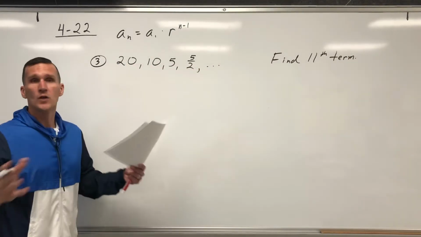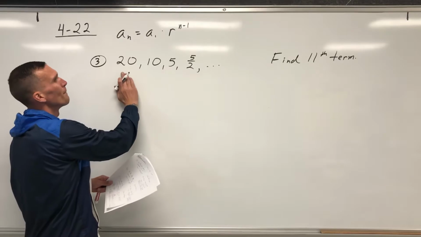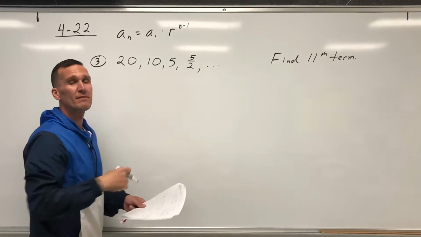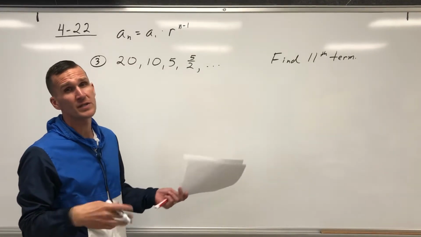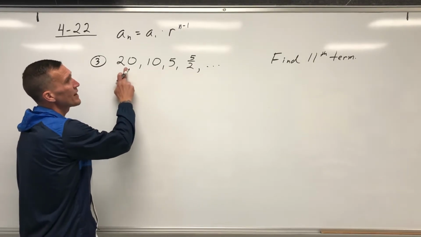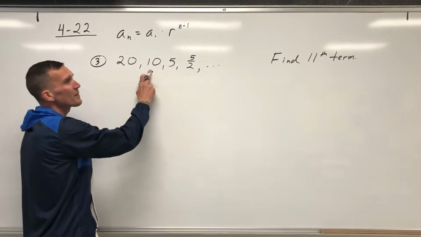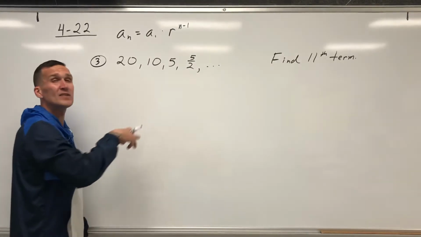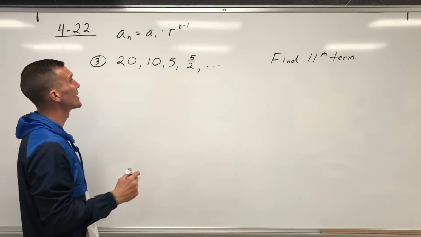Okay, so again, is it arithmetic? No. Minus 10, then minus 5. If you're not adding or subtracting the same number each time, it's not arithmetic. So it's got to be geometric. 10 divided by 20 is 1/2. 5 divided by 10 is 1/2. 5 halves divided by 5 is 1/2. So the common ratio is 1/2.